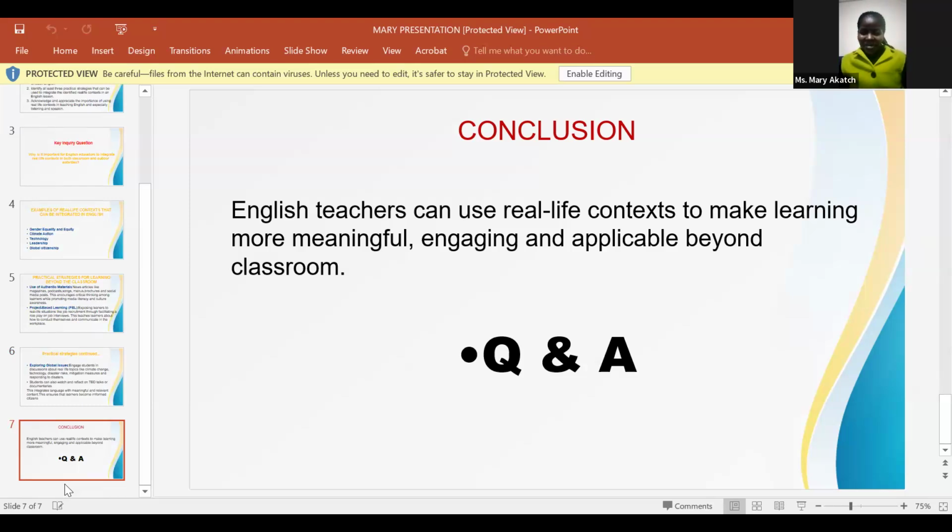Okay, I kept it as short as possible because we agreed that mine will just be receiving questions and also opening the discussion for you. So it is important that English teachers use real life context in making learning more meaningful, engaging, and applicable beyond the classroom. I've not really gone deep into this presentation because I really feel that Jacqueline Dianga did more justice to it. So maybe next time when I come first, I can do more justice.